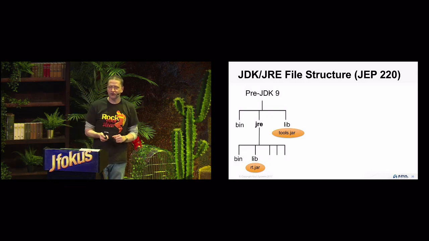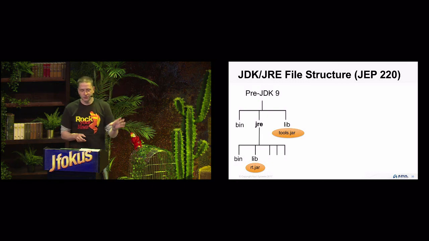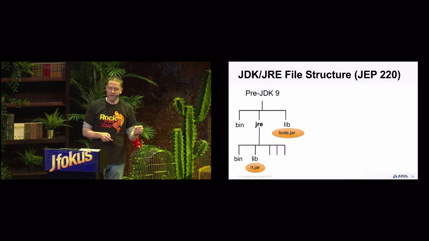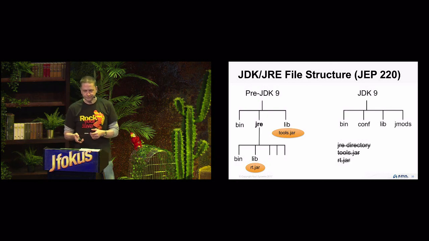JRE, JDK file structure has changed. I kind of briefly mentioned this when we talked about jlink. It used to be that the JDK and the JRE were sort of considered two separate things. So you had a JRE subdirectory within the JDK. You had two bin directories, one for the JDK, one for the JRE, both of which had Java in it. And so you got two Java executables for the price of one.